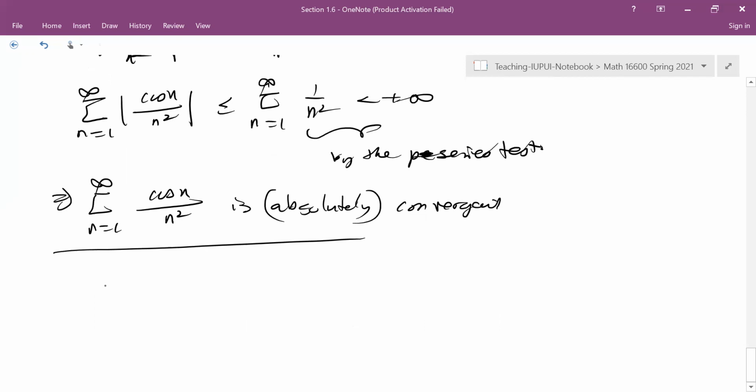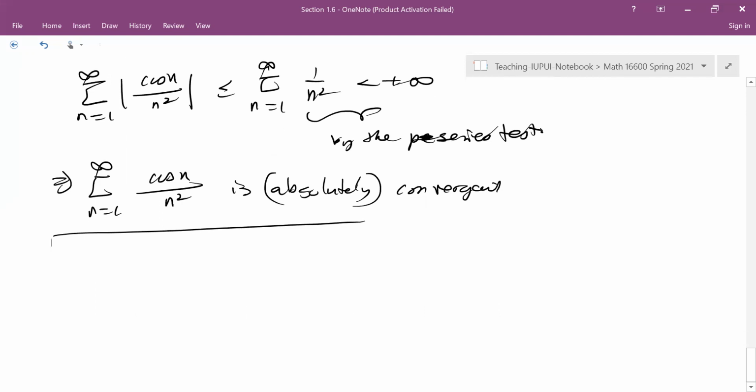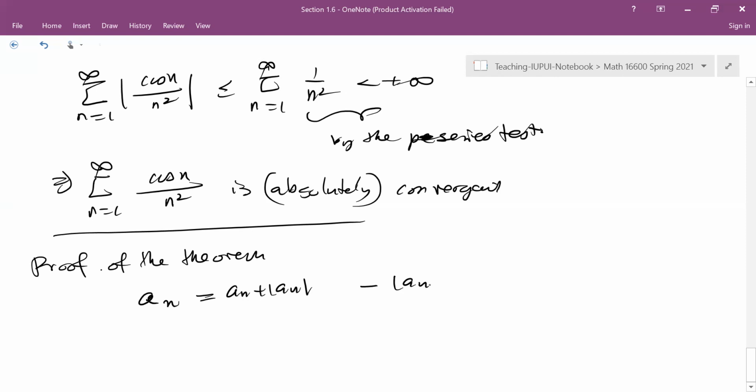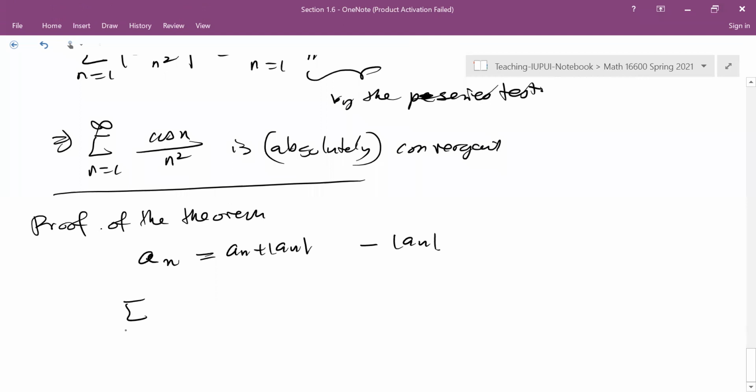Let's go back to the proof of the theorem. The key idea is as follows. You look at the partial sum. Let me mention the proof of the theorem, just a few sentences. First of all, every term can be written in the form a_n plus minus b_n. Clear, right? Obvious. Then I look at the partial sum.